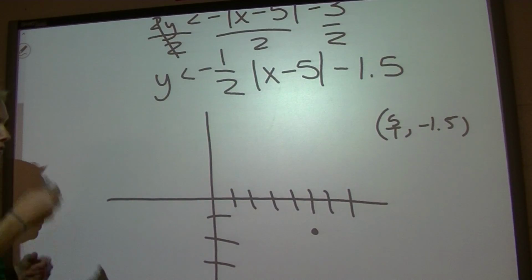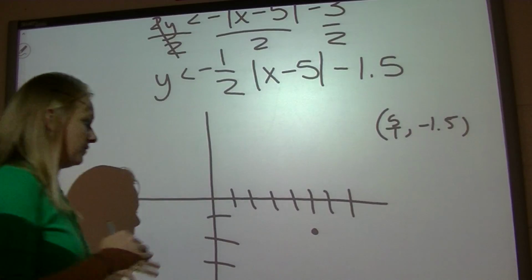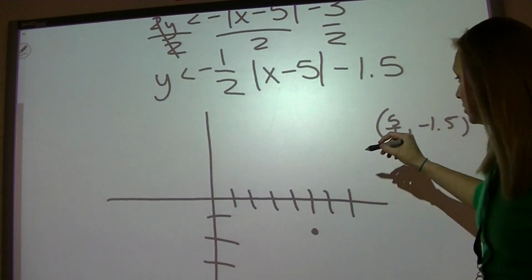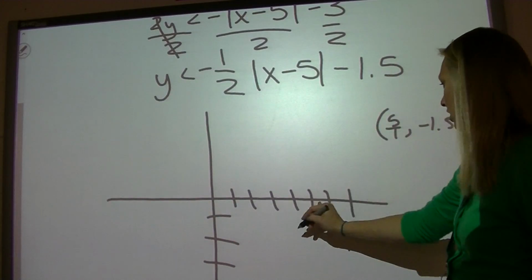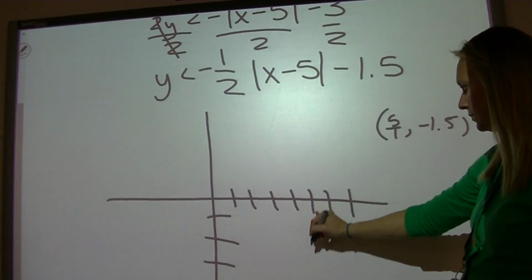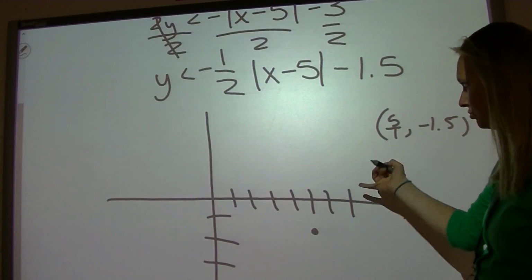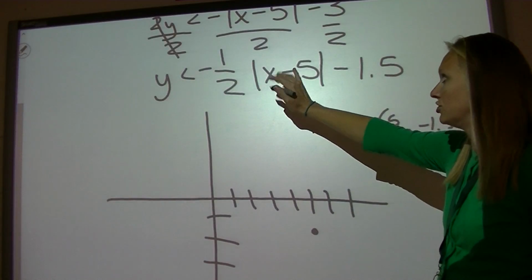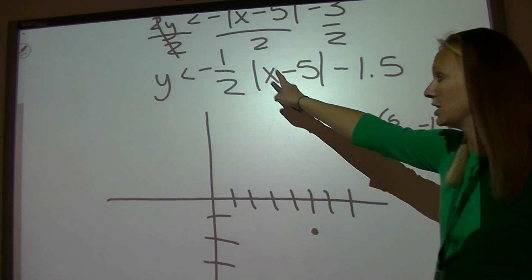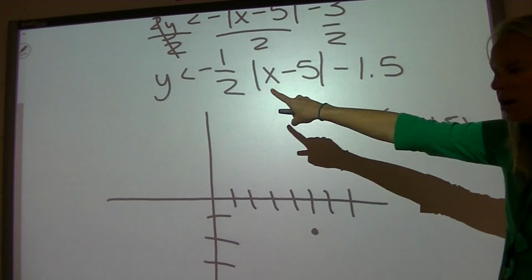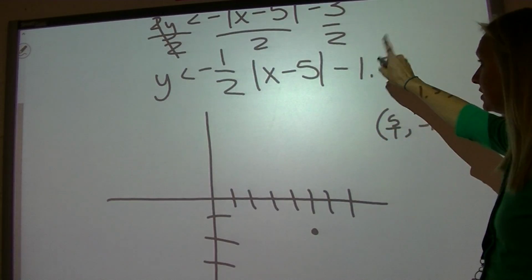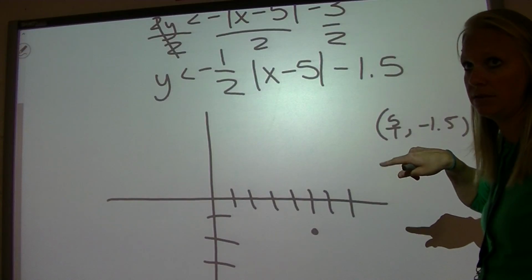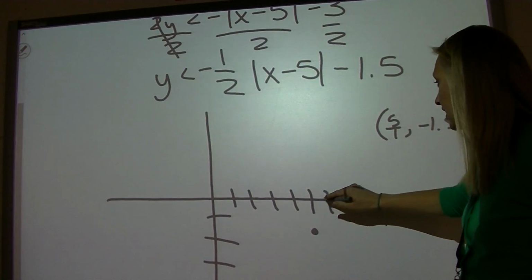So there's our vertex. My advanced and regular, no matter what, you should know it's going to open down. But then to figure out the other points, you can plug it in and figure out what those points are going to be. So I need a value of x bigger than 5, so I'm going to choose 6. I'm going to choose 7. 7 minus 5 is 2. The absolute value of 2 is 2. 2 times negative a half is negative 1. Negative 1 minus 1.5 is negative 2.5.